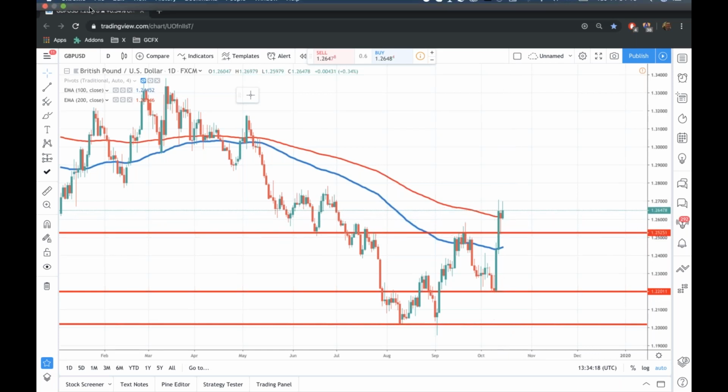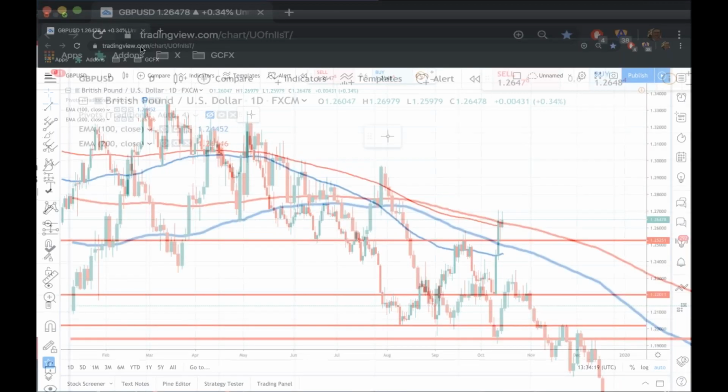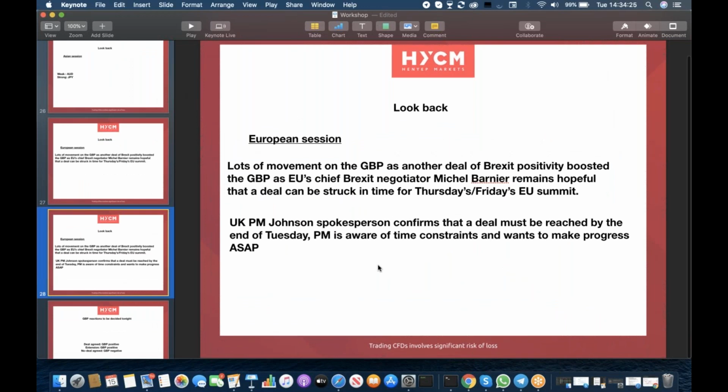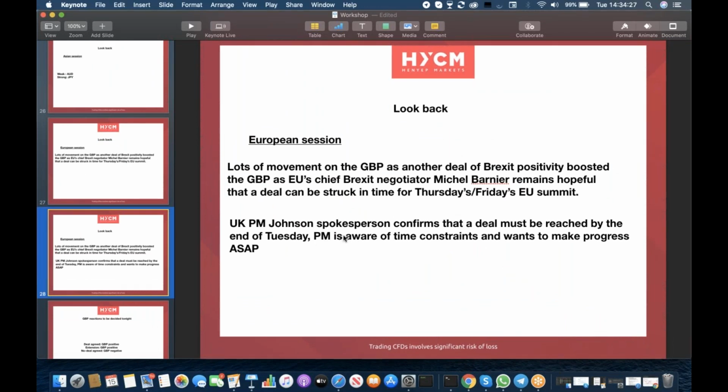And I'll tell you the further news. This is interesting with the pound, because the UK PM Johnson's spokesperson was also saying in the European session that a deal must be reached by the end of Tuesday, and the PM is aware of time constraints but wants to make progress ASAP.